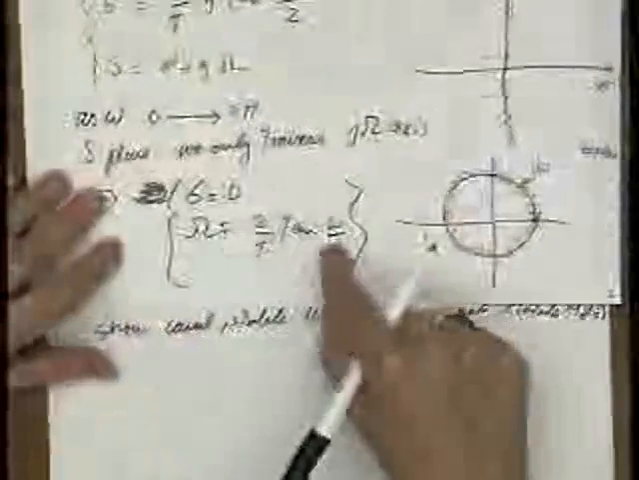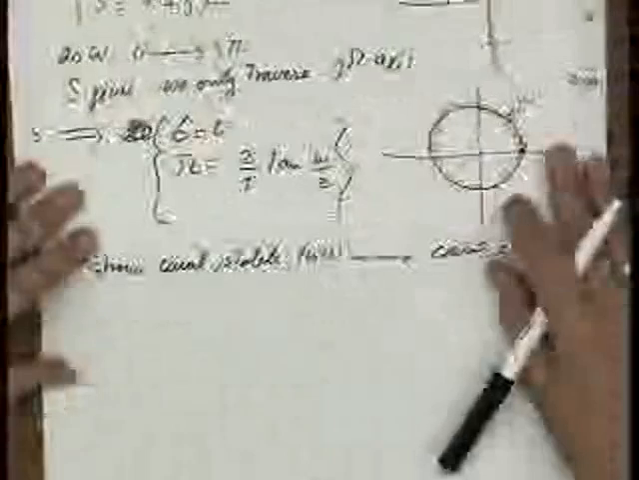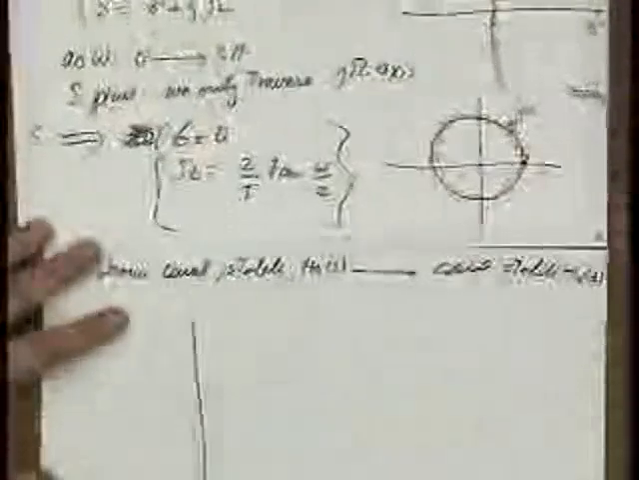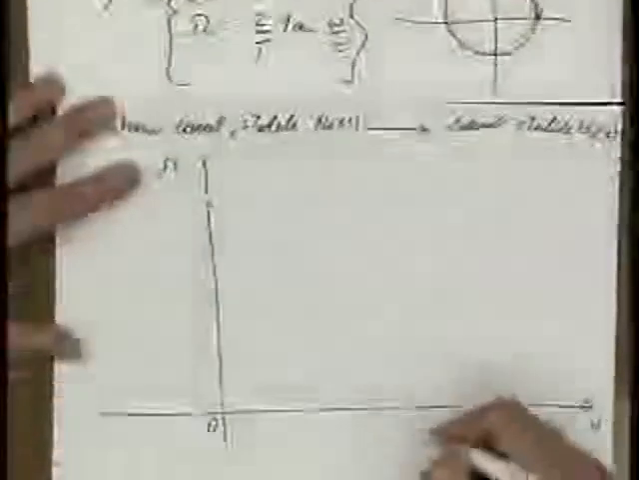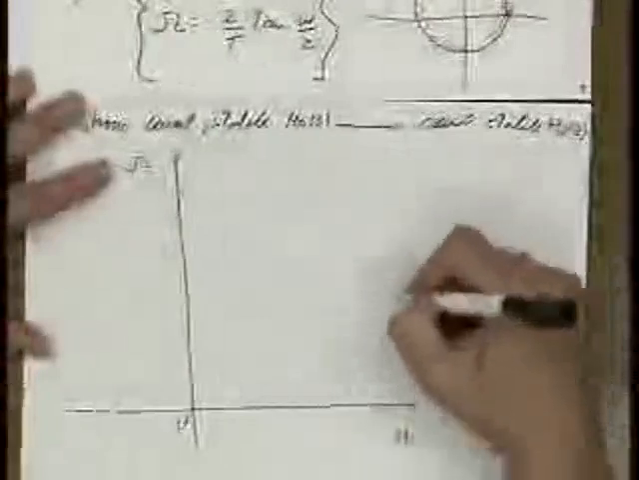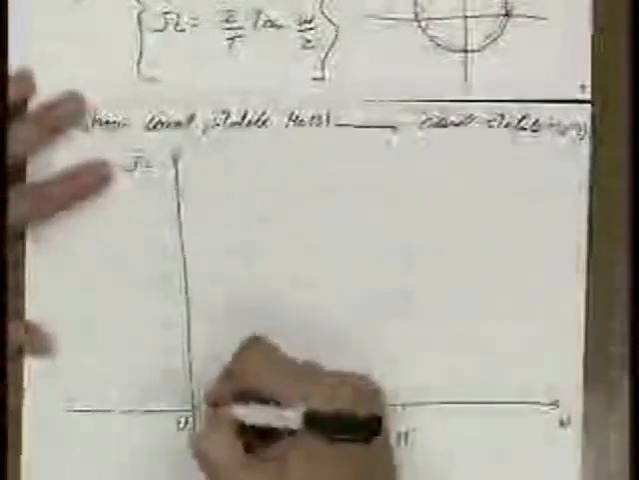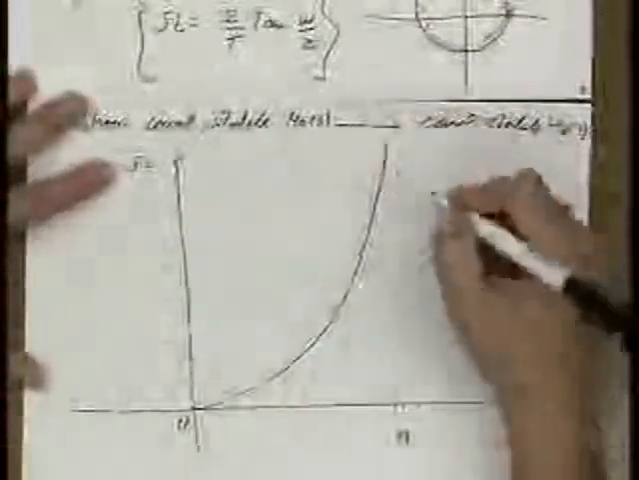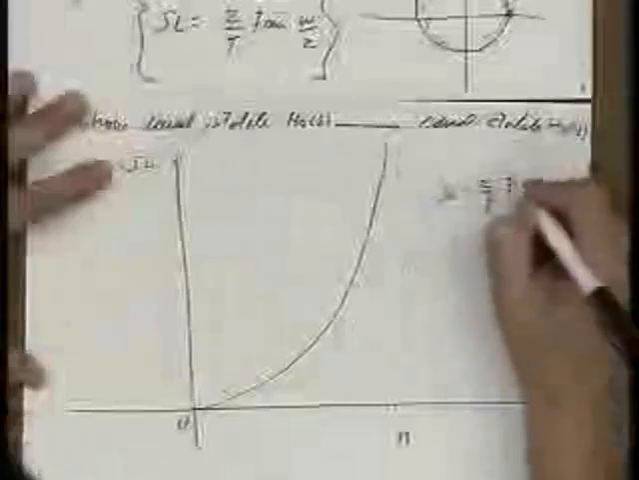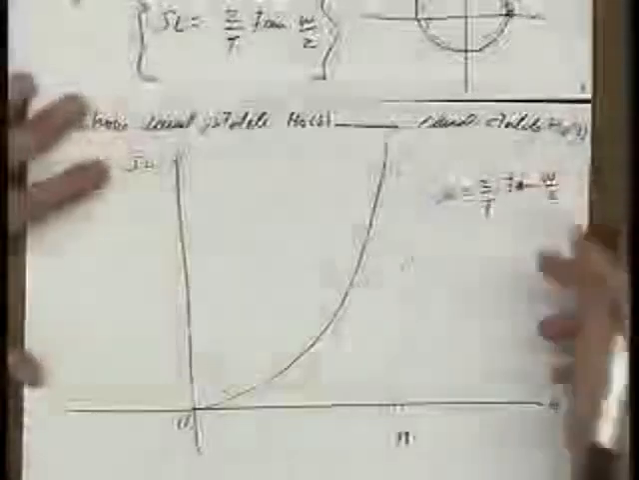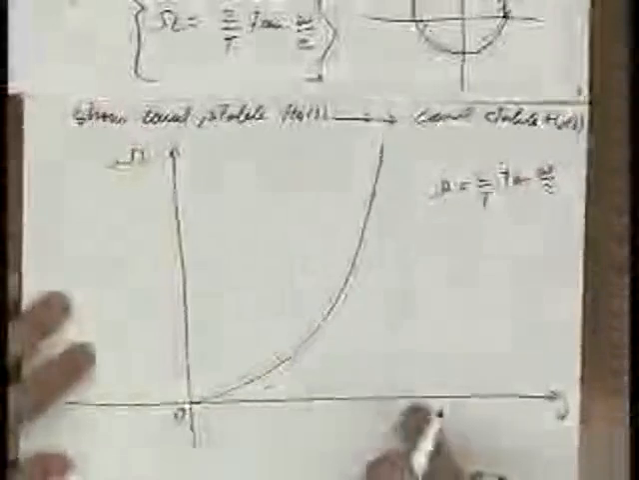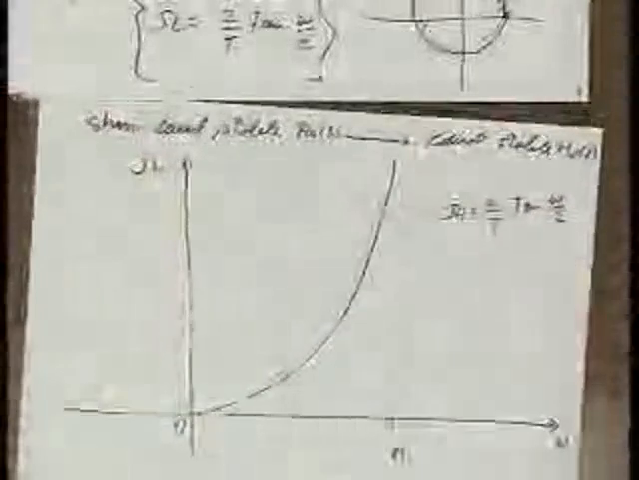And furthermore, if I were to plot this relationship here, which is capital omega equals 2 over T tan little omega over 2, what I get is something like this. This is 0. This is pi. It's just a tan relationship, right? At little omega equals 0, I get 0. At omega equals pi, it just blows up to infinity.